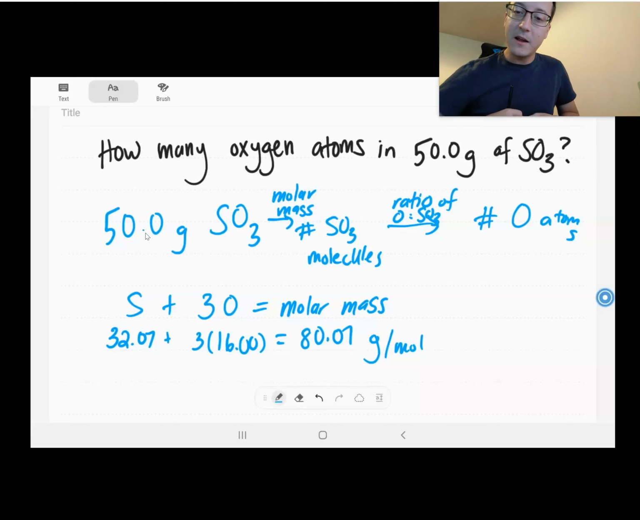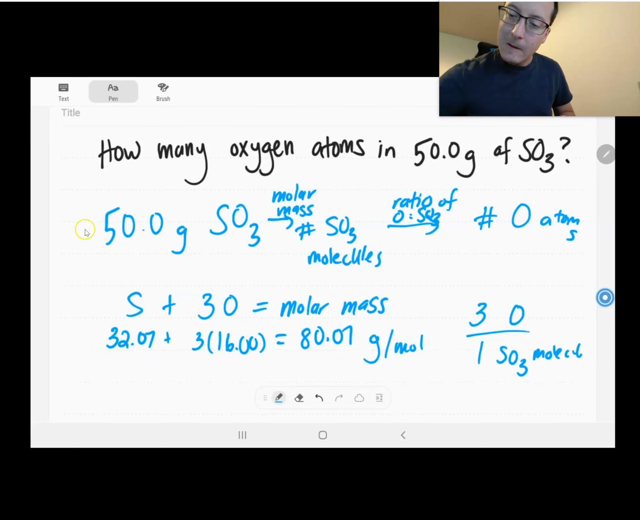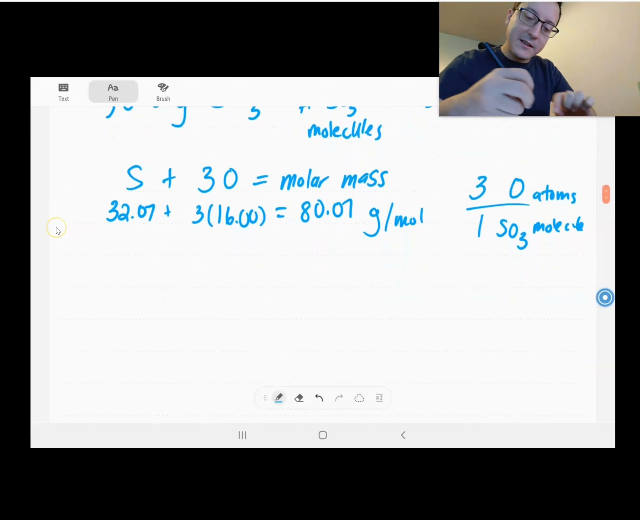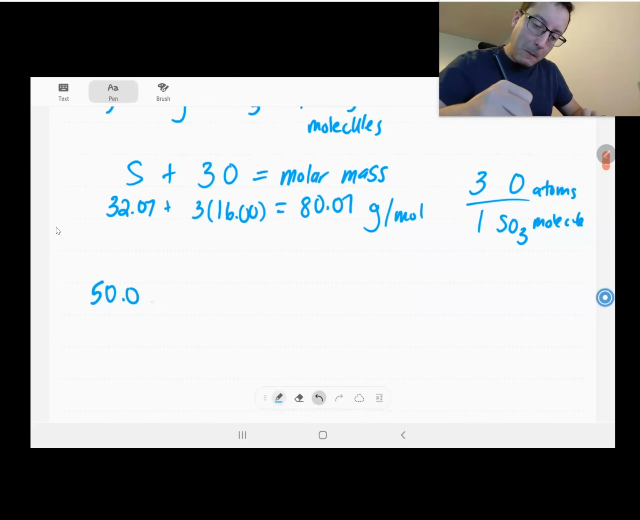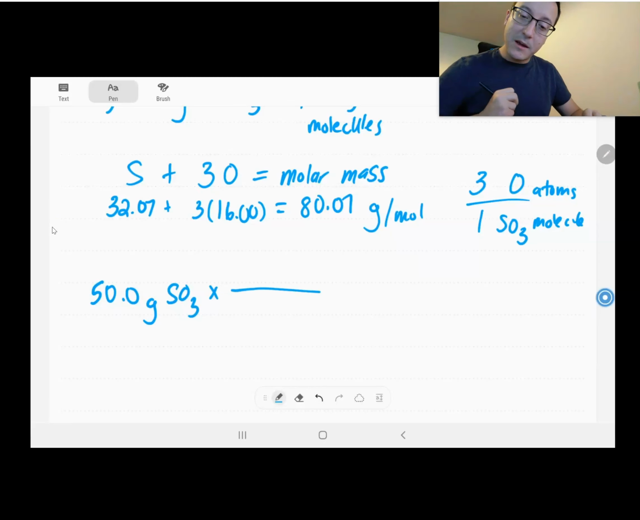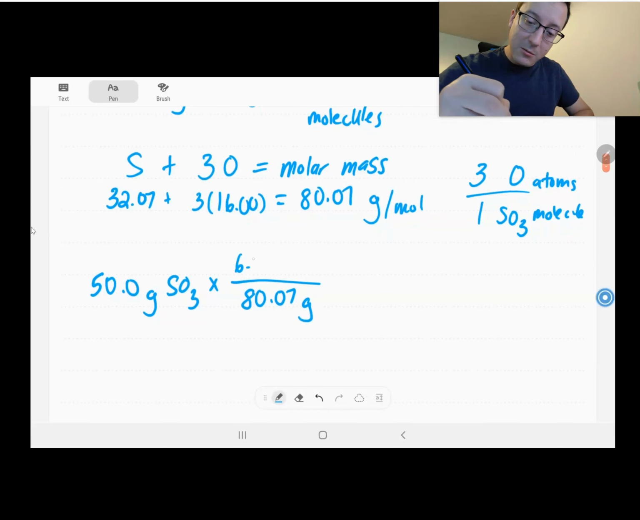And then we want to figure out how many oxygens there are in SO3. And as I've already told you, we have 3 oxygens for every 1 SO3 molecule. 3 oxygen atoms. Alright, so let's go ahead and do the math. So we're going to set this up as 50 grams of SO3 times, notice that because we have grams, we're going to want to put the gram quantity on the bottom of our fraction. And we remember, since we want to find the number of molecules, that's just Avogadro's number.